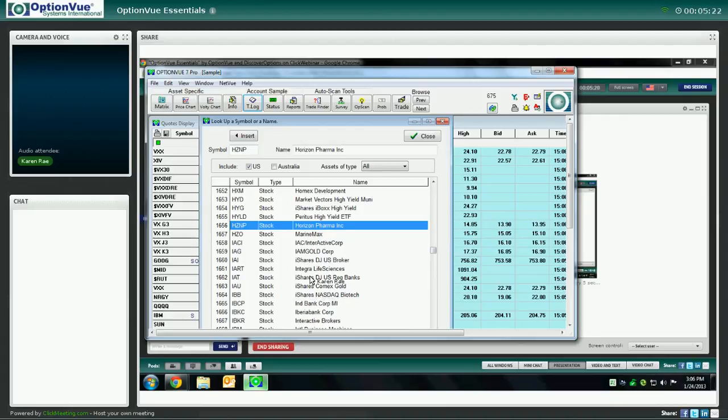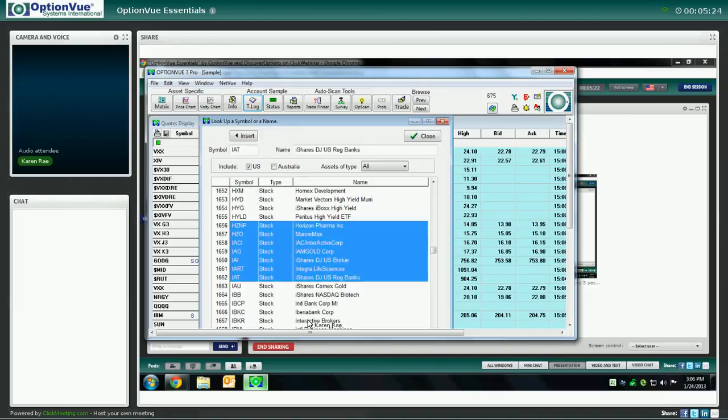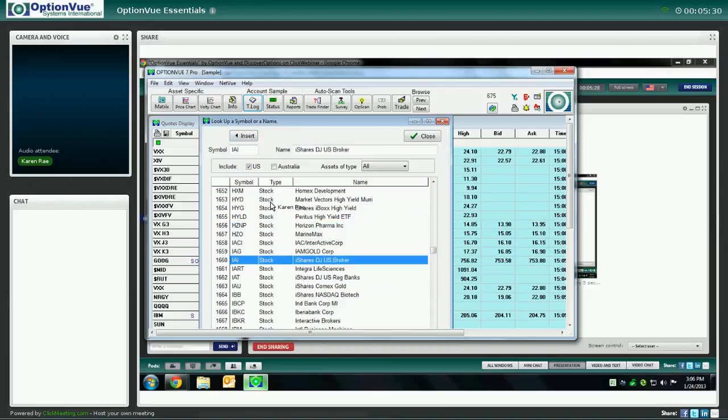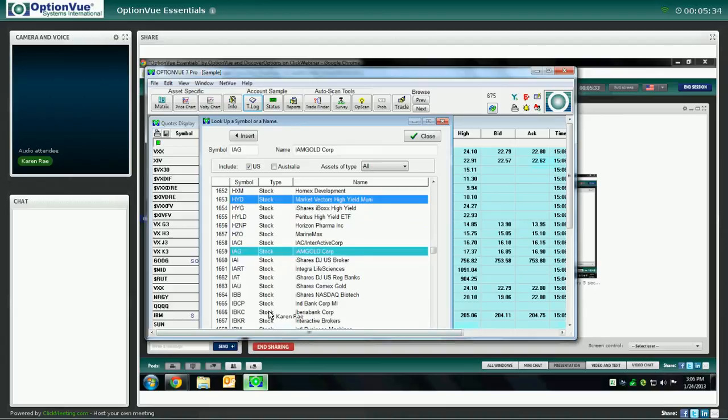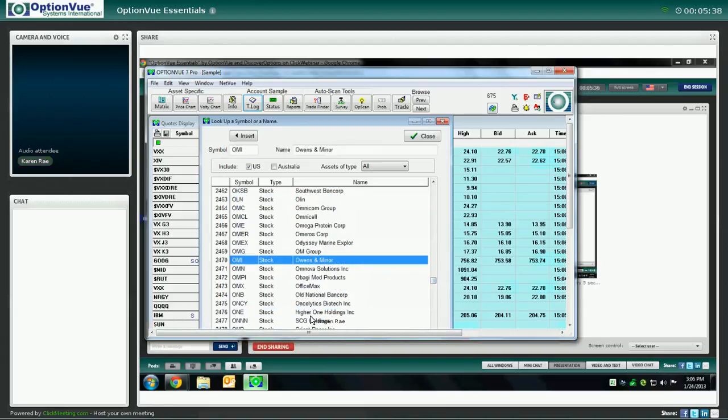I can actually even hold the Shift key down, and that would highlight a block of them all at once, and then I can hit Insert and the whole block will transfer over. Or I can just hit the Control key and scroll down and pick these out, and hit the Insert key, and they will go over here in the quotes display page.